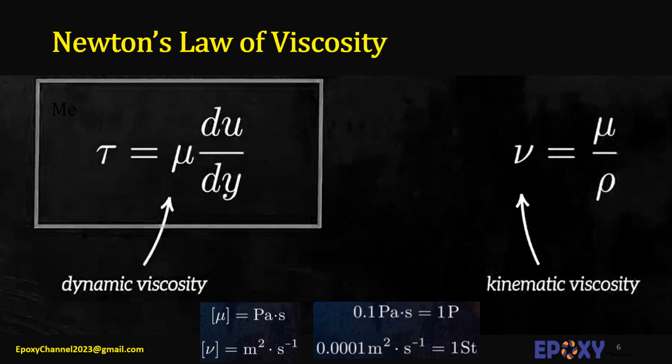Dynamic viscosity has the unit of Pascal second, and kinematic viscosity has the unit of meter squared per second. The poise and Stokes are other units in use. However, often we use centipoises and centistokes. So again, we have dynamic viscosity, which has a dimension of poise, presented at left and depicted by mu. And also we have kinematic viscosity with a dimension of Stokes, presented on the right and depicted by nu.